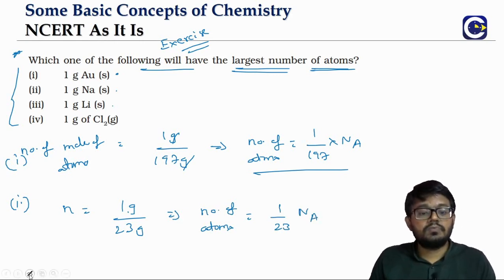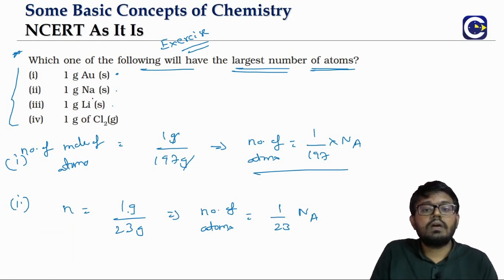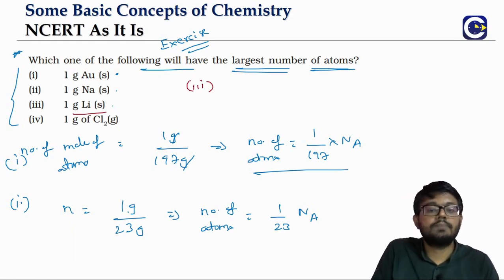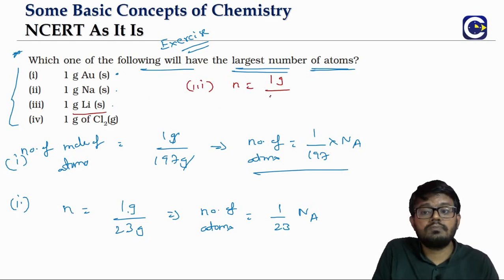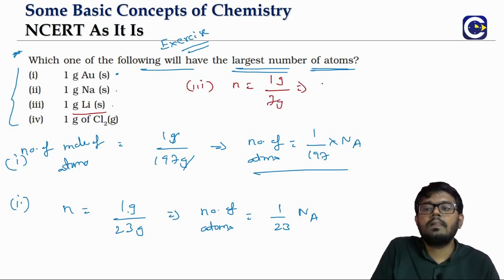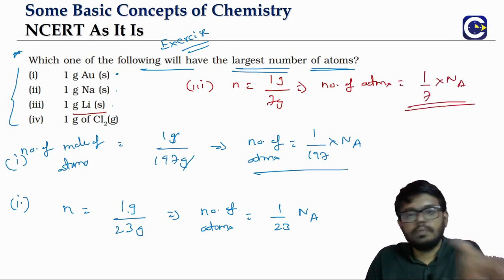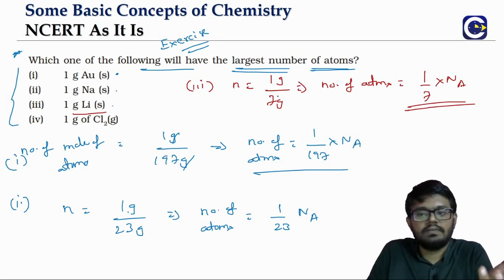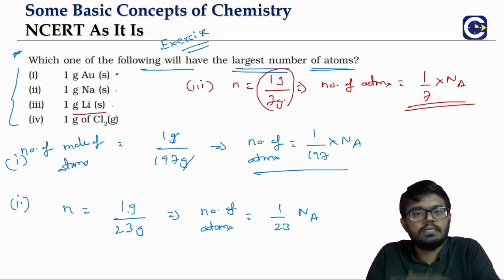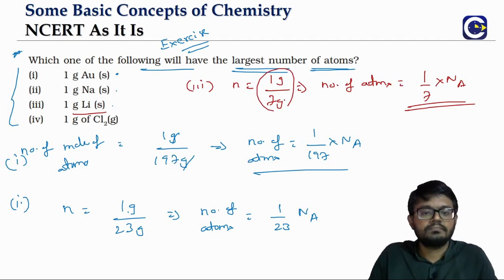Then third option is 1 gram of lithium solid. So look at this, I'll write it here because of lack of space. 1 gram of lithium means what? The number of moles will be 1 gram by the gram atomic mass of lithium, approximately 7. From here, number of atoms of lithium means what? Because 1 mole means Avogadro number, right? Here we are having 1 by 7. 1 by 7 into Avogadro number. That many atoms are there.